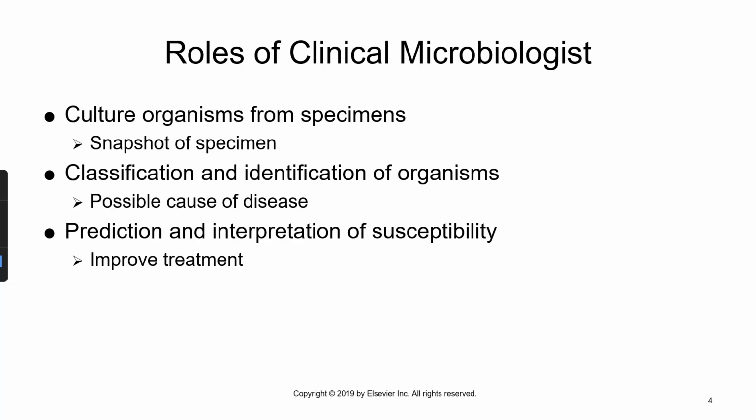Prediction and interpretation of susceptibility. So prediction and interpretation of susceptibility is talking about the susceptibility to antibiotics. So whether or not the antibiotic is going to be able to kill the microorganism that we're trying to get rid of. Knowing what the microorganism is susceptible to will improve treatment.